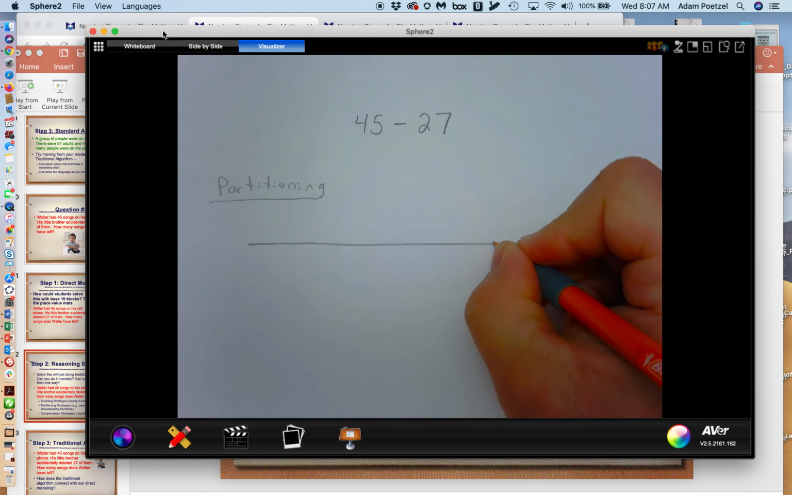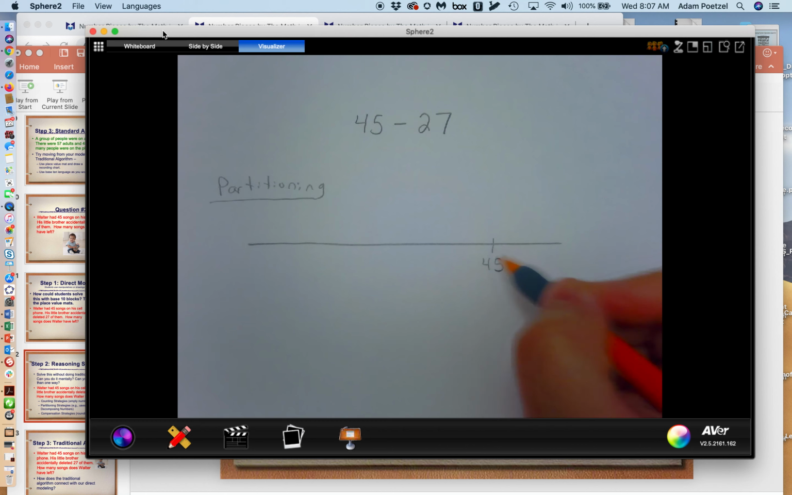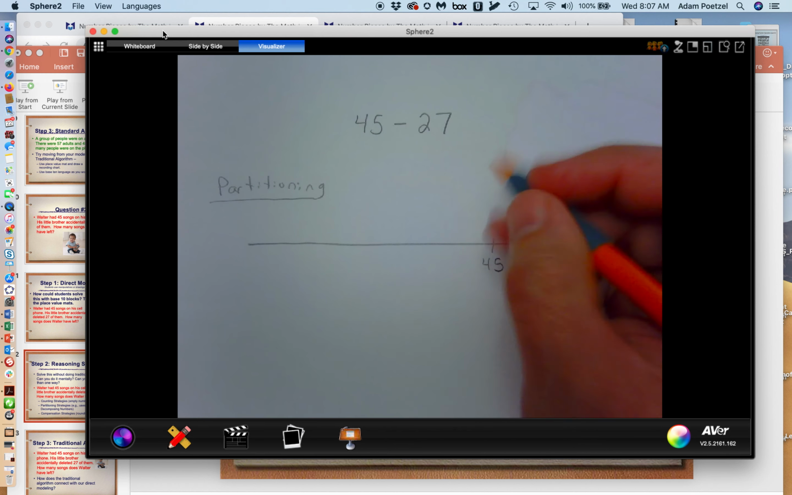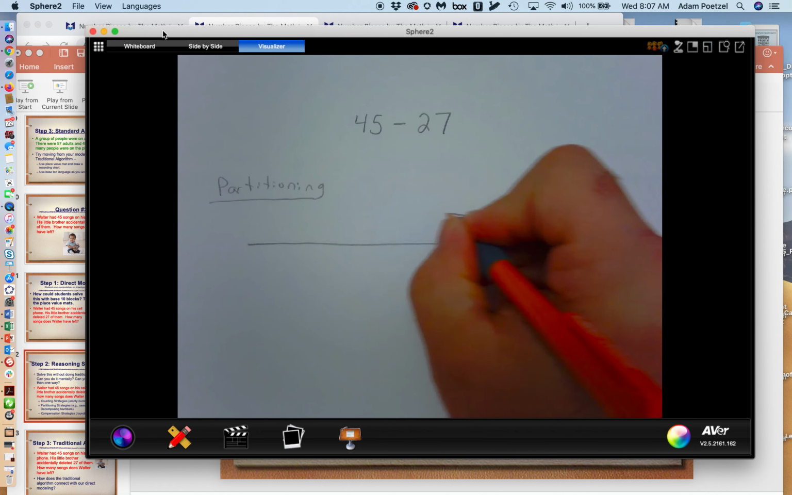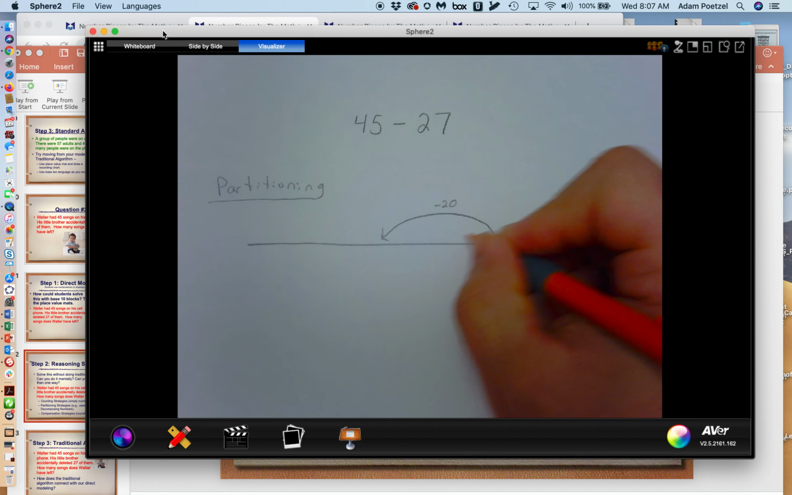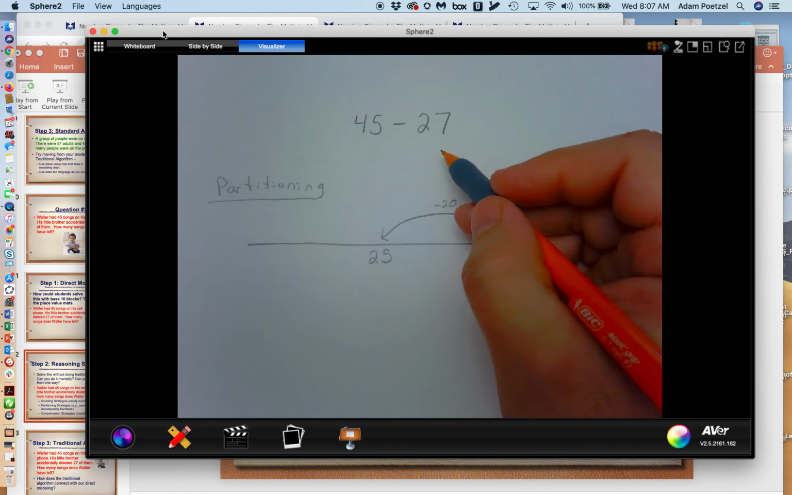So this time, I'm going to start with my 45 on the right because, again, we always want the larger numbers to be on the right, just to keep that a truism about the number line at all times. And so partitioning, I might say, well, it's easier just to take away the 20 first. So sure, let's do that. I would jump left this time, and I would take away 20. So that's 35, 25. And I still need to take away 7 more.